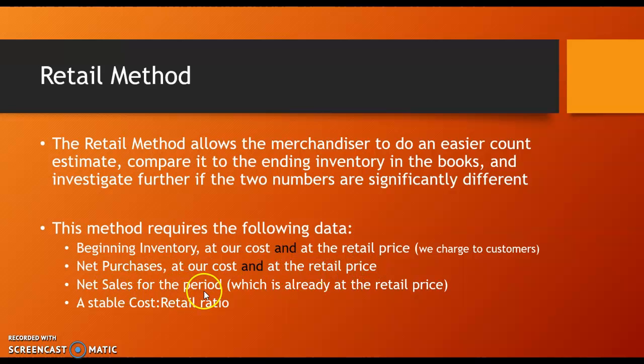We need to know the sales for the period, which is, of course, already at the retail price. That is what we sold to the customers at the retail price. So we don't have to change that or do anything. And a stable cost to retail ratio. So if the company has been around for a while, typically it will have a very stable cost to retail ratio. If we mark up retail by 200%, then typically that's what we do all the time.